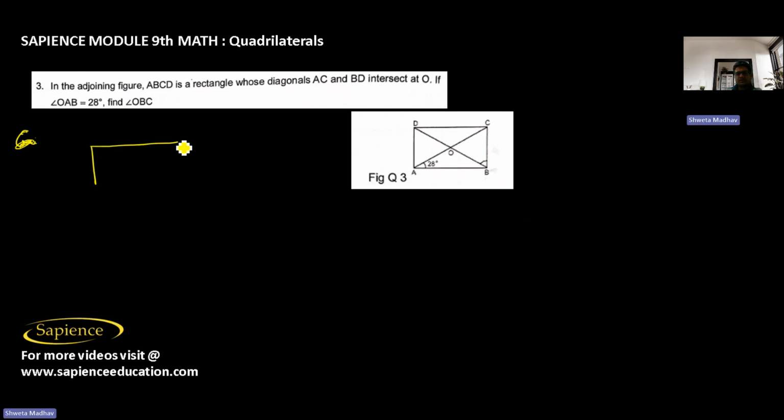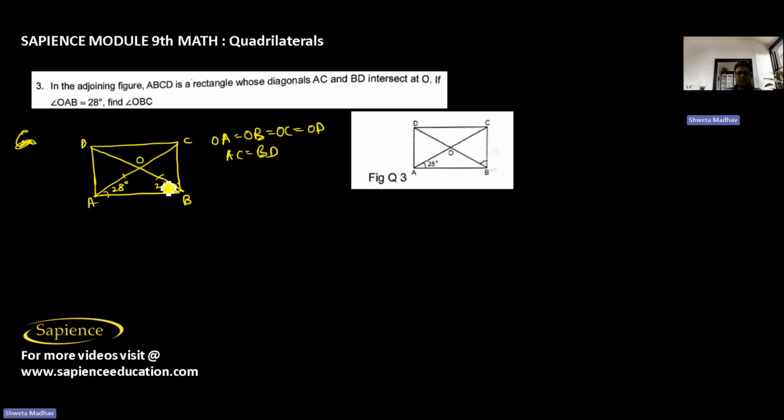As we know, in a rectangle the diagonals bisect each other and the diagonals are equal also. So this angle is 28 degrees. We know that OA equals OB equals OC equals OD, since the diagonals bisect each other and they are equal also, AC equals BD since it is a rectangle. Now this is 28 degrees, it means OB equals OA.